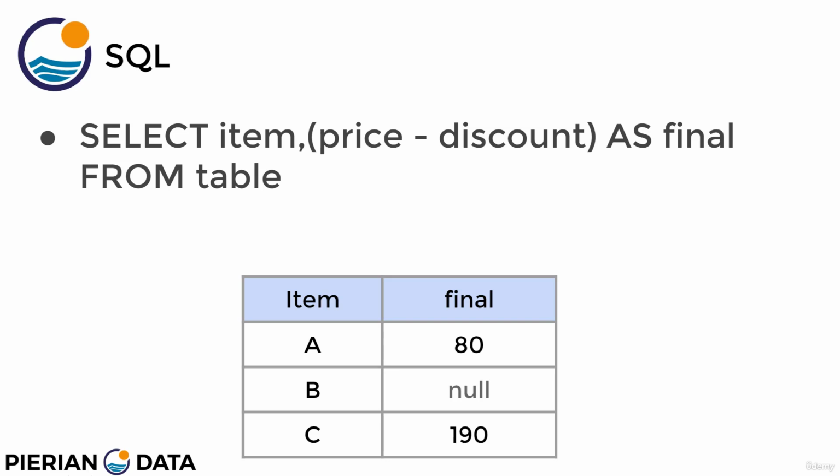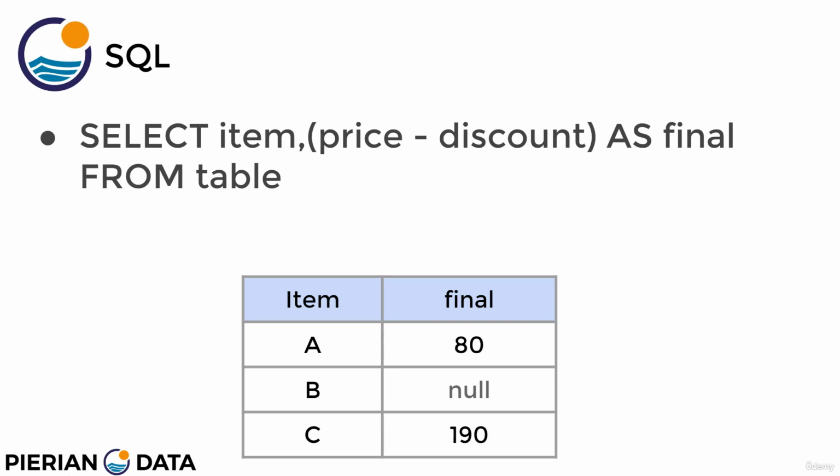Now, unfortunately, that gets us this result. We're able to correctly calculate the final price for items A and C, but since the discount was null for item B, SQL can't actually subtract null from an integer. Those are kind of incompatible data types. So instead, it relays back the information to you, essentially alerting you to the fact that one of the items was null by telling you that item B for final price is null.